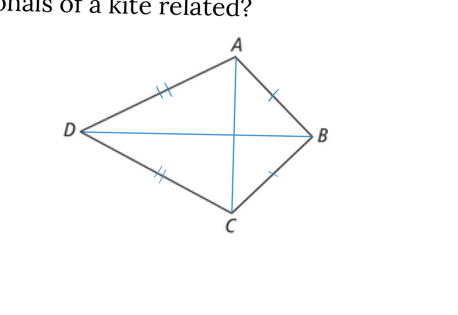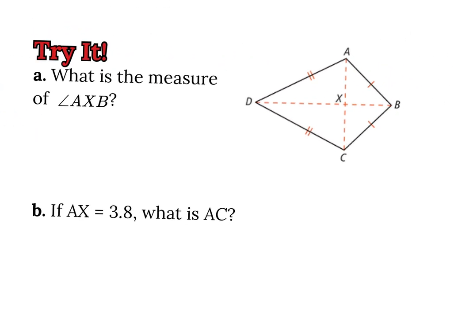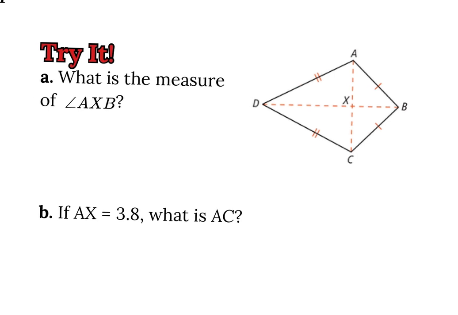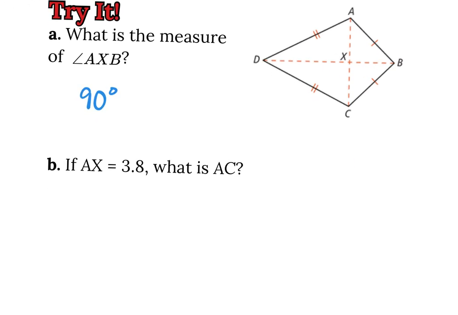Okay, I know that my diagonals are creating perpendicular bisectors, so each of these measures on the inside would be 90 degrees. All right, I'll try it. What is the measure of AXB? So AXB is going to be 90 degrees because we have those perpendicular bisectors being created.